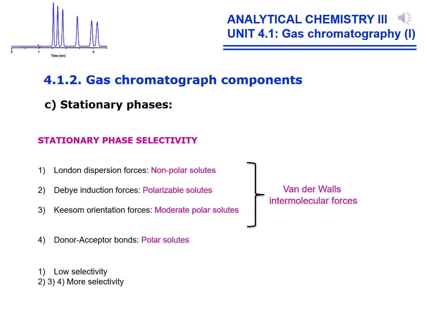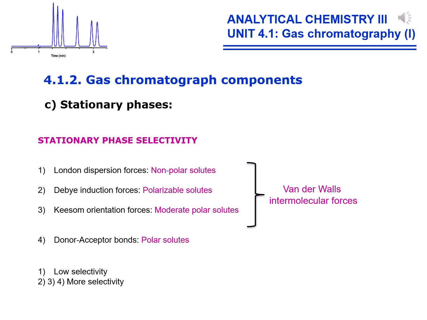The selectivity of the stationary phase depends on the different intermolecular forces established between solutes and stationary phase. There are different forces. First, London dispersion forces for nonpolar solutes, the Debye induction forces for polarizable solutes, the Keesom orientation forces for moderate polar solutes. These three are van der Waals intermolecular forces. And four, the donor-acceptor bonds, like hydrogen bond for polar solutes.